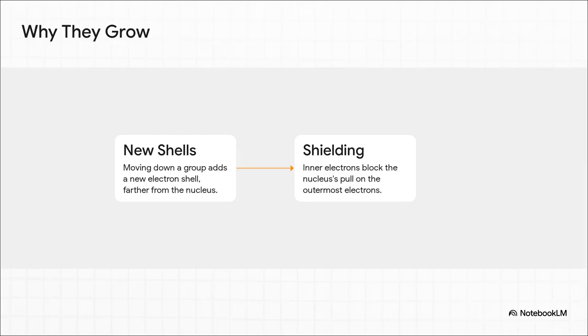Why does this happen? Okay, it really boils down to two main things. First, and this is the big one, every time you jump down to a new row, you're adding a whole new layer of electrons, a completely new shell. It's kind of like putting on another coat in the winter. You're just going to get bigger. And second, those inner layers of electrons act like a shield. They block the outer electrons from feeling the full magnetic pull of the nucleus. We call this the shielding effect, and it basically lets the whole atom puff out a bit.